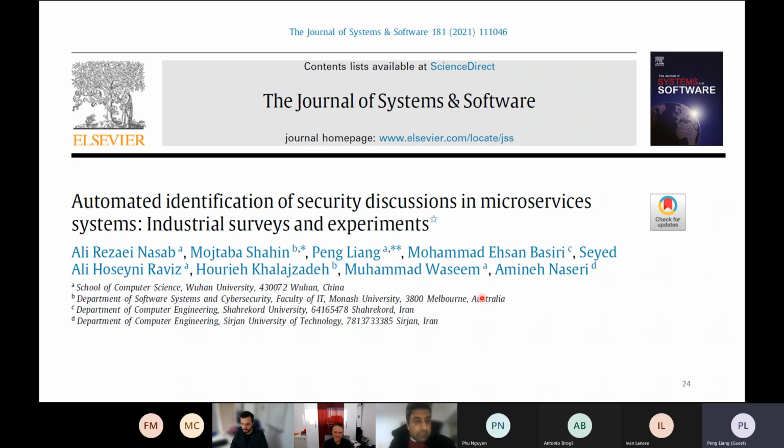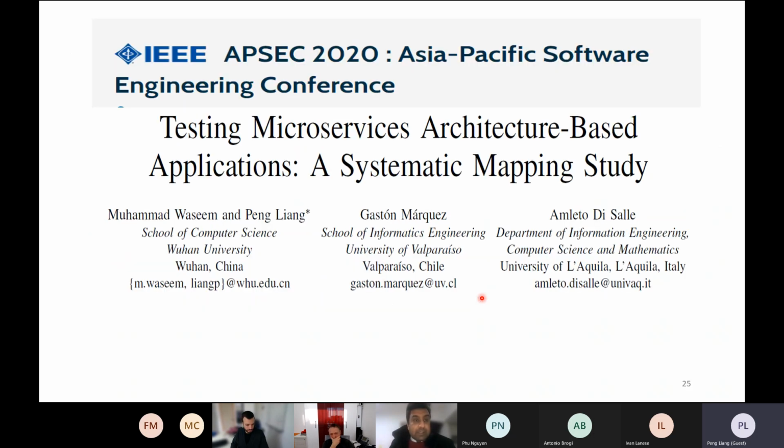Another paper, in which we automatically identified security discussions in microservices systems, was also published in the Journal of Systems and Software. This is an industrial survey and experiments, and we used several machine learning approaches and training models to identify the security discussions and several kinds of security issues for microservices systems. This is another testing systematic mapping study that was published in the Asia Pacific Software Engineering Conference. It's about testing microservices architecture-based applications.